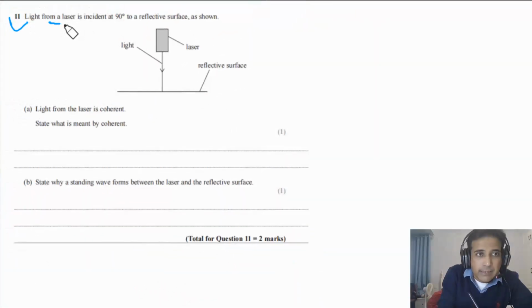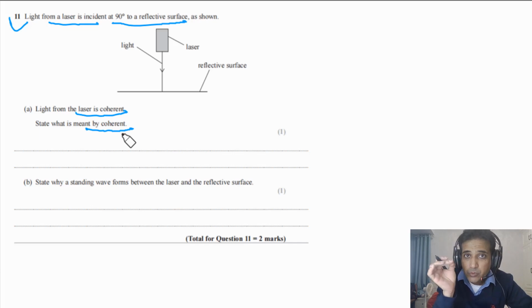Question 11 says light from a laser is incident at 90 degrees to a reflective surface as shown in the figure. Light from the laser is coherent. State what is meant by coherent. This is a typical question. You need to understand the meaning of this term coherent.